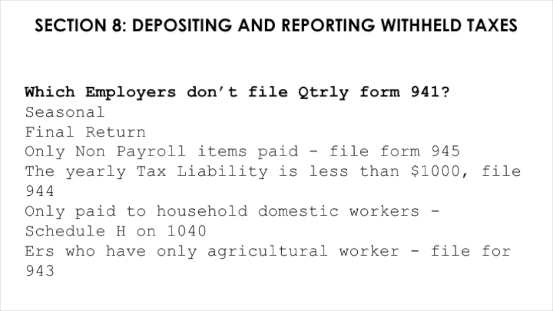The yearly tax liability is less than $1,000. Then he will not file 941. He will file 944 after he gets the instructions from the IRS to file the Form 944. If the employer only paid household domestic workers, then he will not file the Form 941. He will report that on Schedule H of 1040. And the employers who have only agriculture workers, they will file the Form 943 instead of the Form 941.